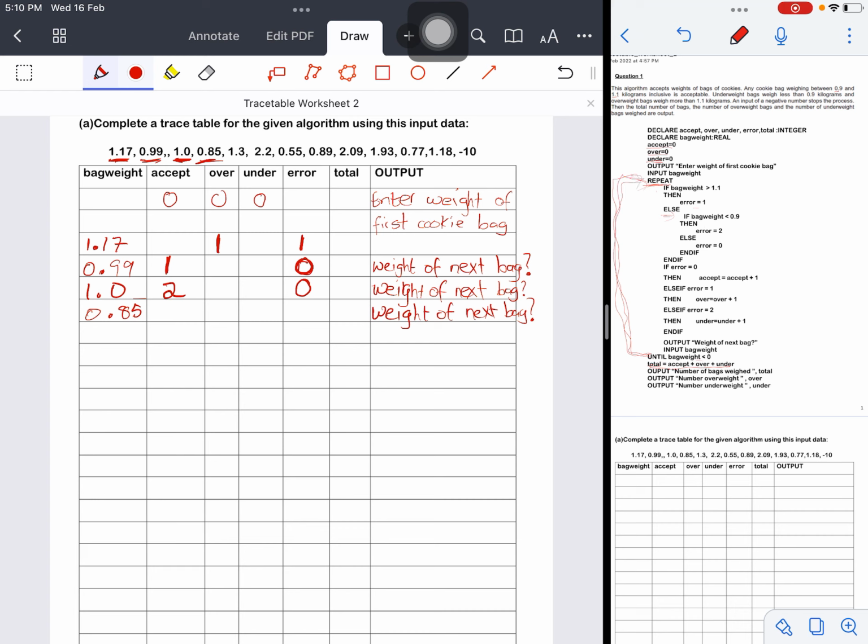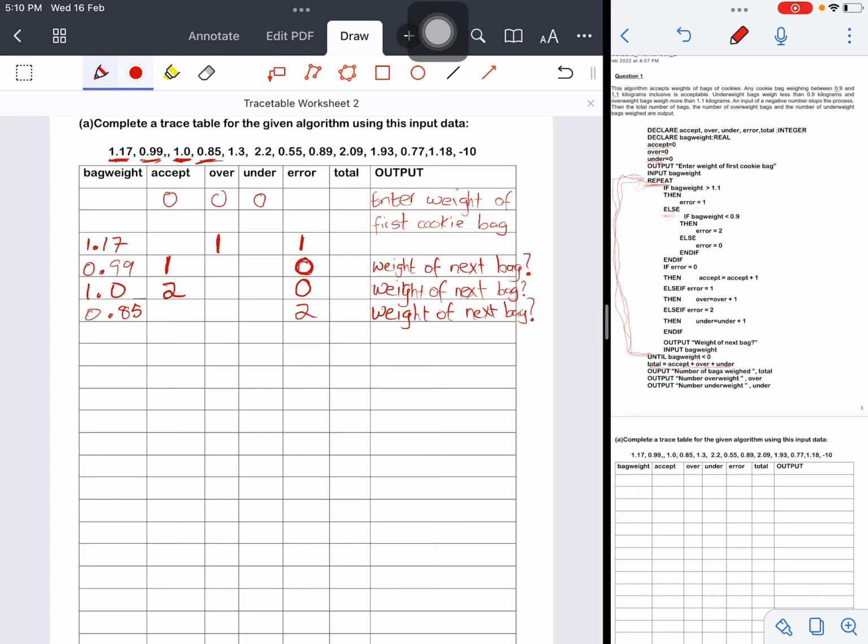If bag weight is greater than 1. Right now, bag weight is 0.85. Is that greater than that? No. So we go down to the next one. Is it less than 0.9? Yes. That means error will be now equal to 2. Okay? So if it is equal to 2, then we go down here.